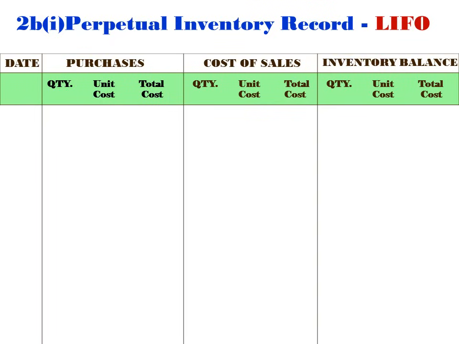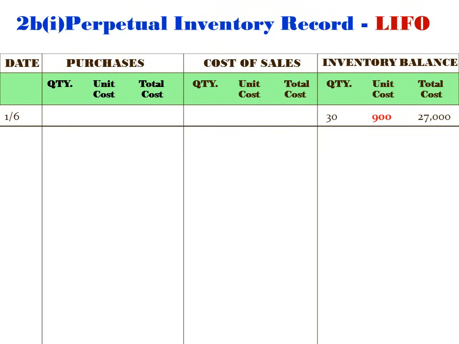Now first, on June 1, they tell us that they open with 30 units. Notice here, guys, valued at a total cost of $27,000. So as I said to you earlier on, when we looked at the first question, you would now need to work out the unit cost by dividing the $27,000 by the 30. And that would give us 900. So there we have our 30 units at 900 each.